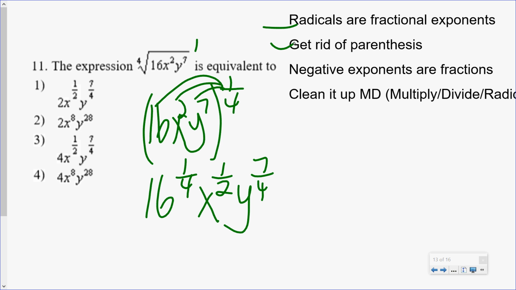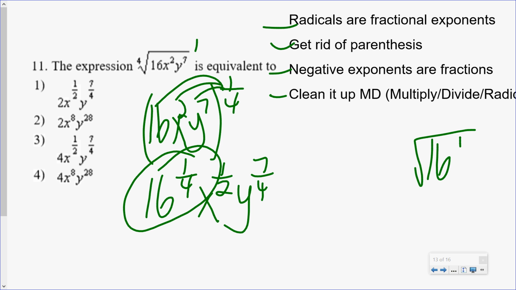Negative exponents are fractions. No negative exponents. Clean it up, and z. Well, the only thing again I can do is 16 to the 1/4 power. Power over the root. The 4th root of 16 is 2. To the 1st power is 2. Why is it 2? Because what number times itself 4 times is 16? 2. 2 times 2 times 2 times 2.